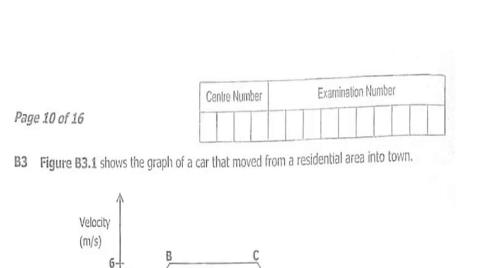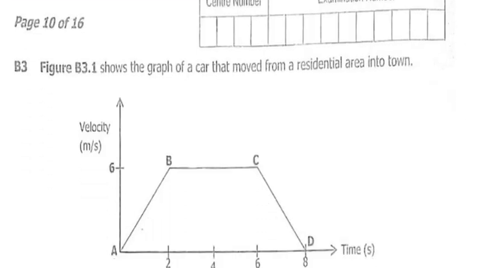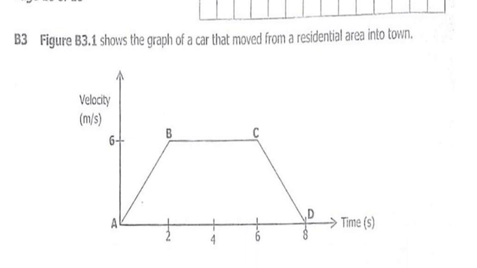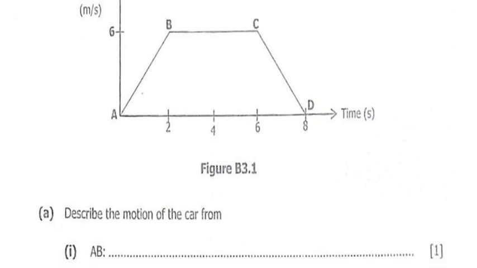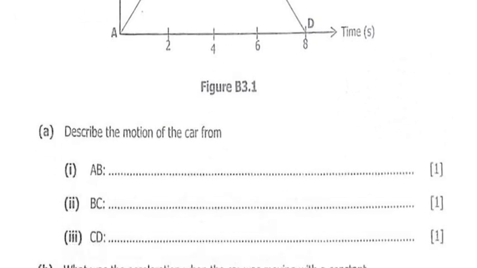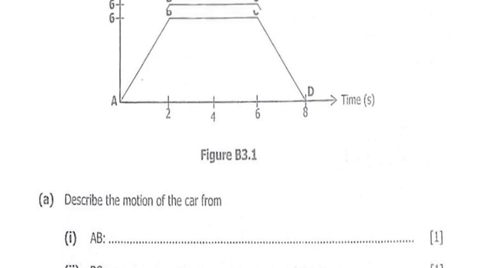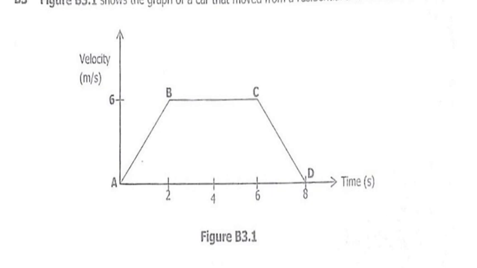Question B3. Figure B3.1 shows the graph of a car that moved from a residential area into town. Then describe the motion of the car from AB, BC, and CD. So AB, BC, and CD. How can we describe the motion of the car? So between point A and B, what do you think was happening?